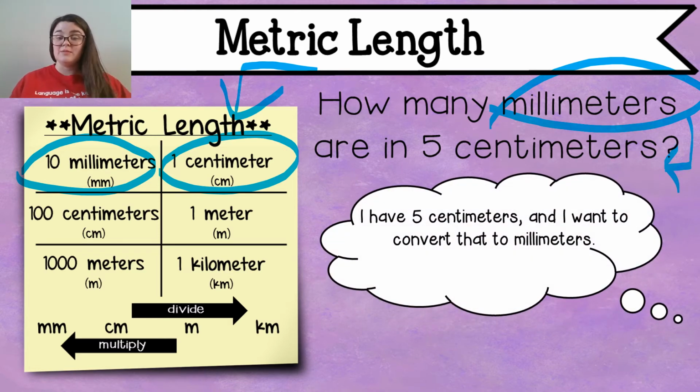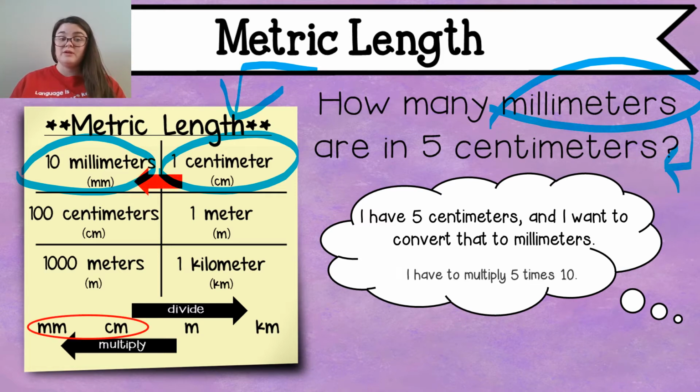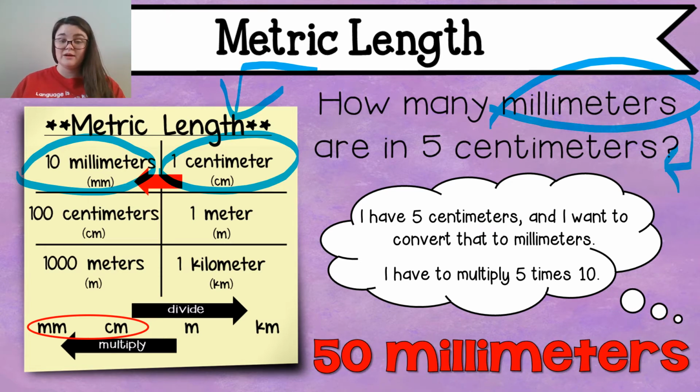I have 5 centimeters and I want to convert that to millimeters. I know that 10 millimeters equal 1 centimeter, so I multiply 5 times 10, and that's how we got our answer, 50 millimeters. We don't want to forget to write that unit in. We write the unit so you know how much.